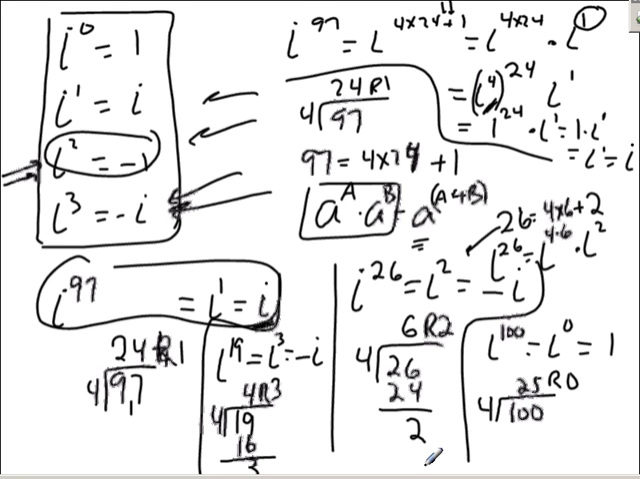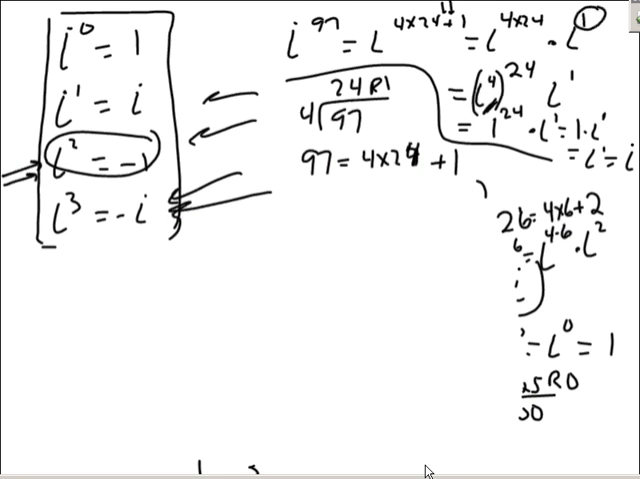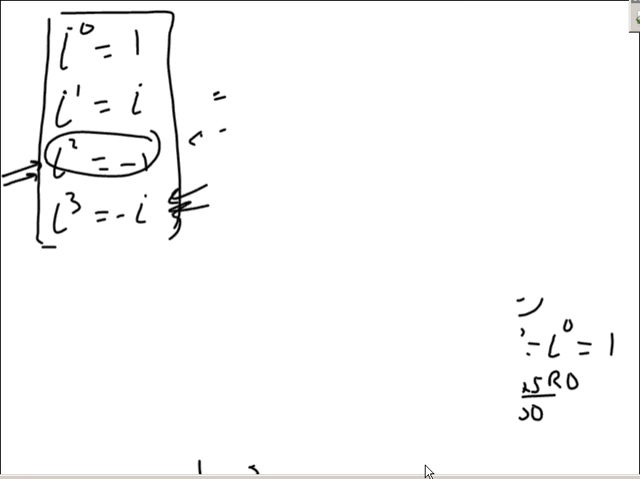Divide by 4 and find the remainder. And the answer is going to be i to the remainder. Remember, when you divide by 4, the remainder has to be below 4. Either 0, 1, 2, or 3. That is why we must know that table in the left corner. We must know that. Or at least be able to come up with it.